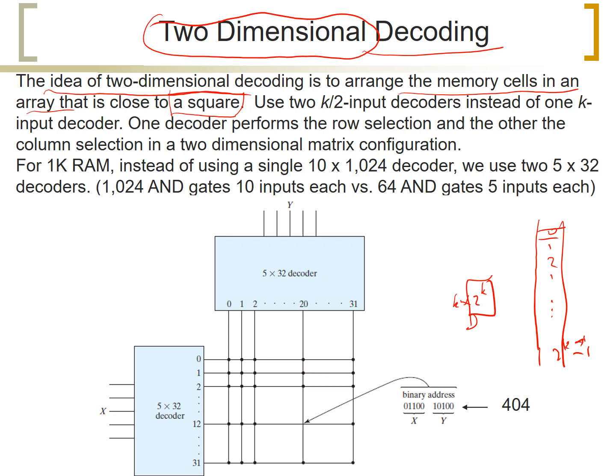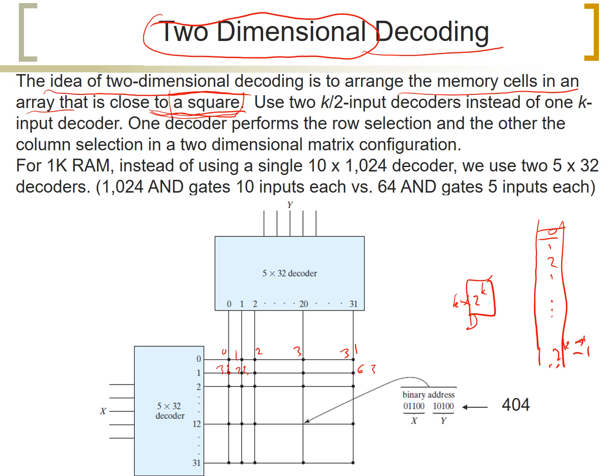Now, we will change this. Instead of arranging the memory this way, we will arrange the memory as a square. So the memory locations are 0, 1, 2, 3, until 31 as an example, and 32, 33, and 63, and so on. We try to make the memory layout as close as possible to a square, because it will simplify the decoding.